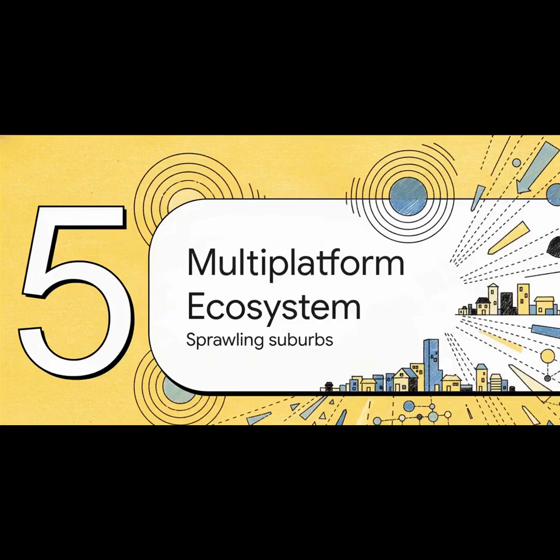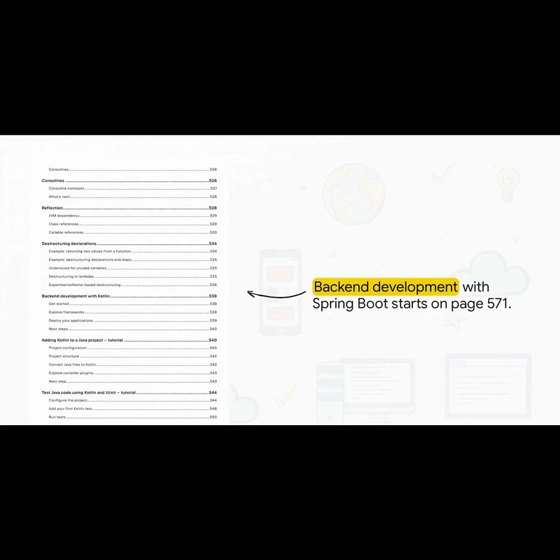All right, Section 5, the multi-platform ecosystem, the sprawling suburbs. This is where our blueprint really expands outward, revealing Kotlin's true, massive cross-platform ambition. If you thought Kotlin was just for mobile apps, page 571 is going to change everything for you. The document dedicates entire, incredibly extensive tutorials just to back-end development with Spring Boot. It walks you through everything, creating projects, adding database support, even building a full task manager app. This definitively proves that Kotlin has grown into a total first-class citizen for heavy, robust server-side architecture.